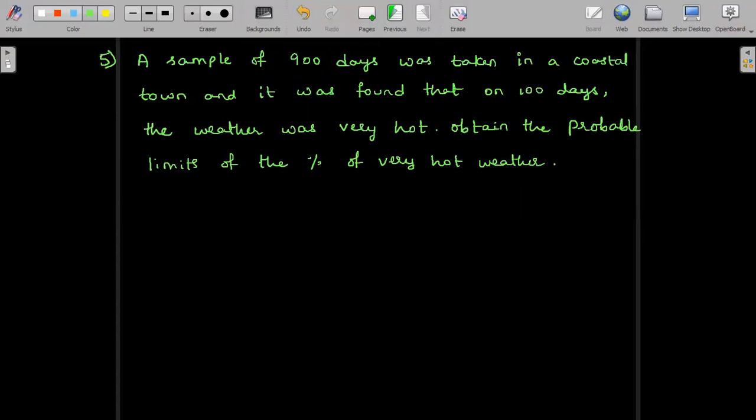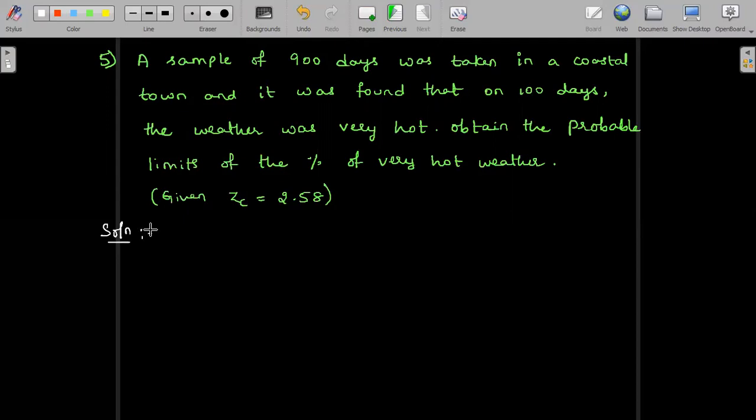And it is given that ZC is equal to 2.58. Means that at 1% level of significance, we are checking what is the probable limits, means what percentage to what percentage you can expect the weather to be very hot in a coastal town. So at 1% level of significance, we are verifying the problem. We are finding out those probable limits or the confidence limits.